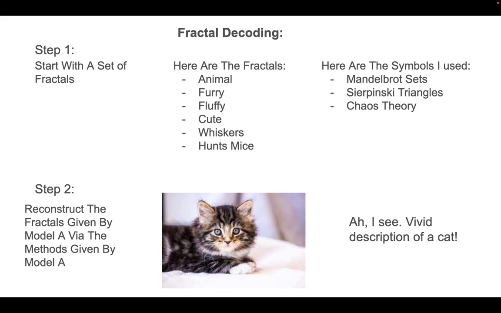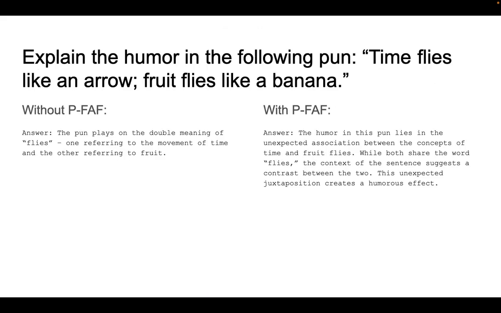Then step two is that the model takes that information like a map, reads it, and says, I see. Based on all of this information you're giving me, a very good description of a cat, thank you. That's how it goes on from there.